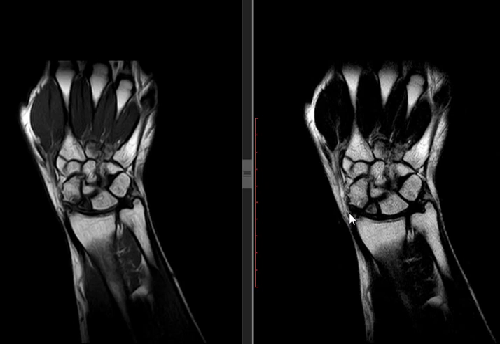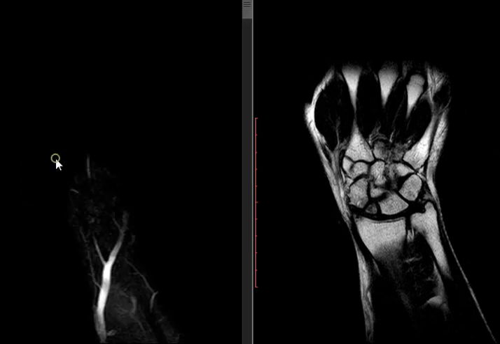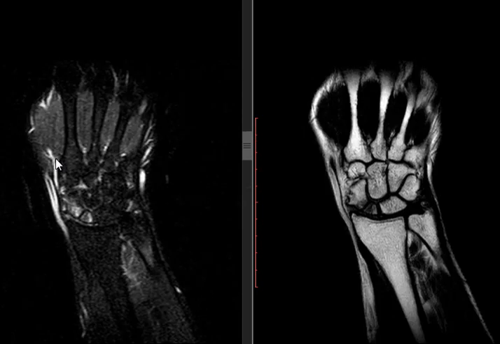The proximal or distal? The more susceptible is the proximal, because blood supply comes from distal to proximal. So confirm that you can see this part looks normal on T1 and T2, while this part looks hyperintense. On the STIR sequence they are both highlighted.